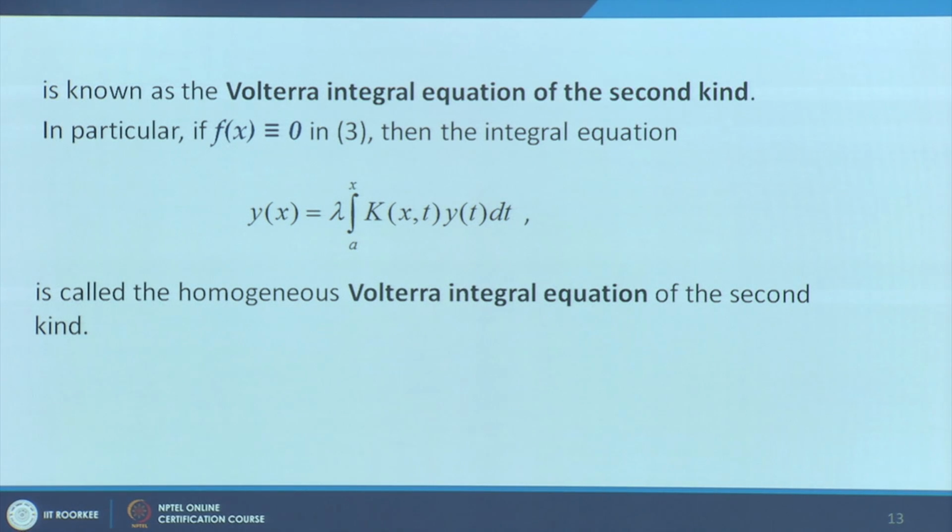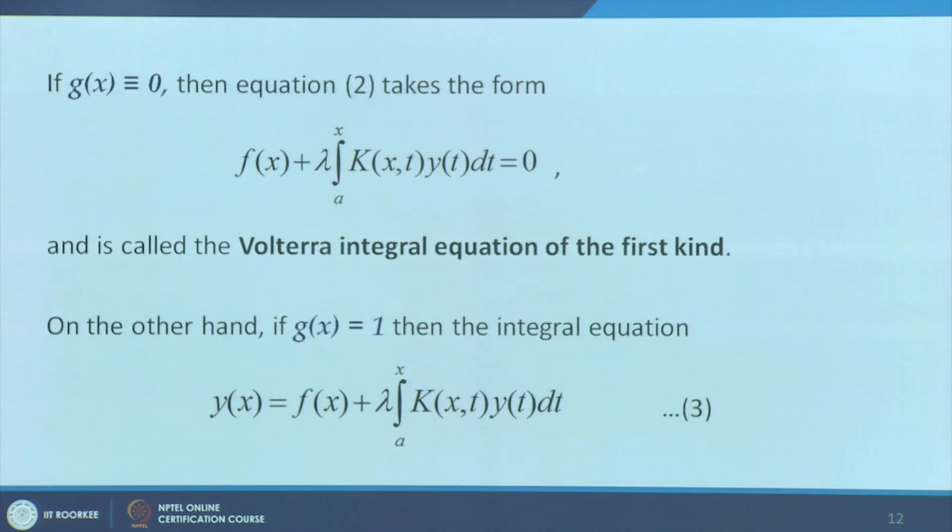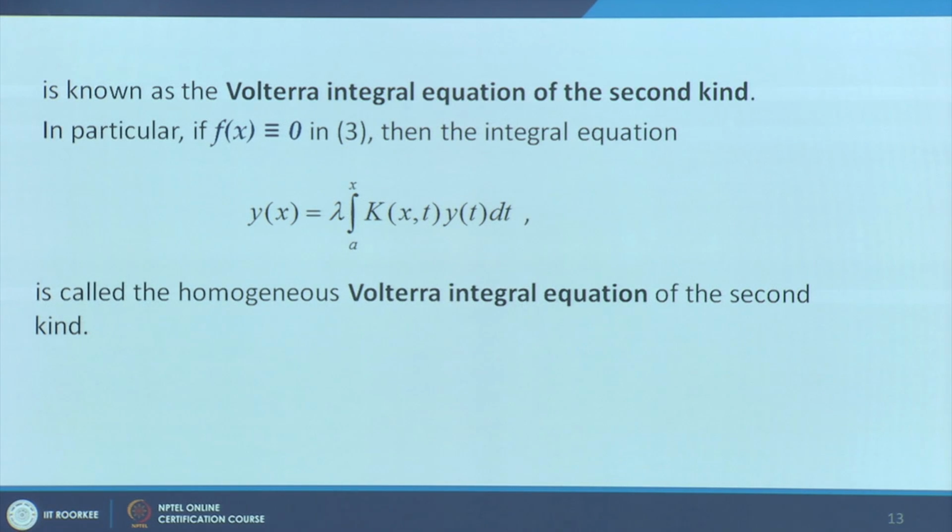If f(x) is identically 0, f(x) is 0 for all values of x in the domain of f, then what we will get is y(x) equal to lambda integral a to x k(x,t) y(t) dt. Such an equation is called a homogeneous Volterra integral equation of the second kind.